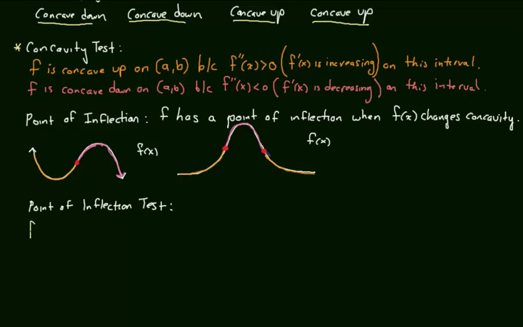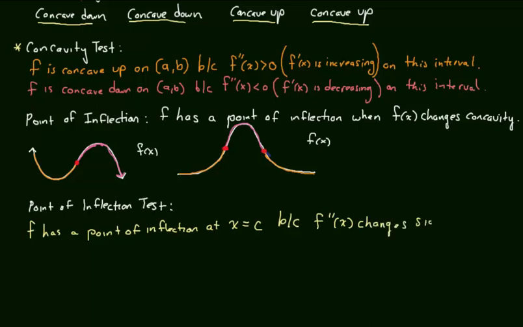So we will say f has a point of inflection at x equals, and I'll just make up a generic number c, at x equals c, and that's because f double prime of x changes sign at x equals c, at this x value. Some people mistakenly say it's because f double prime of x equals 0.